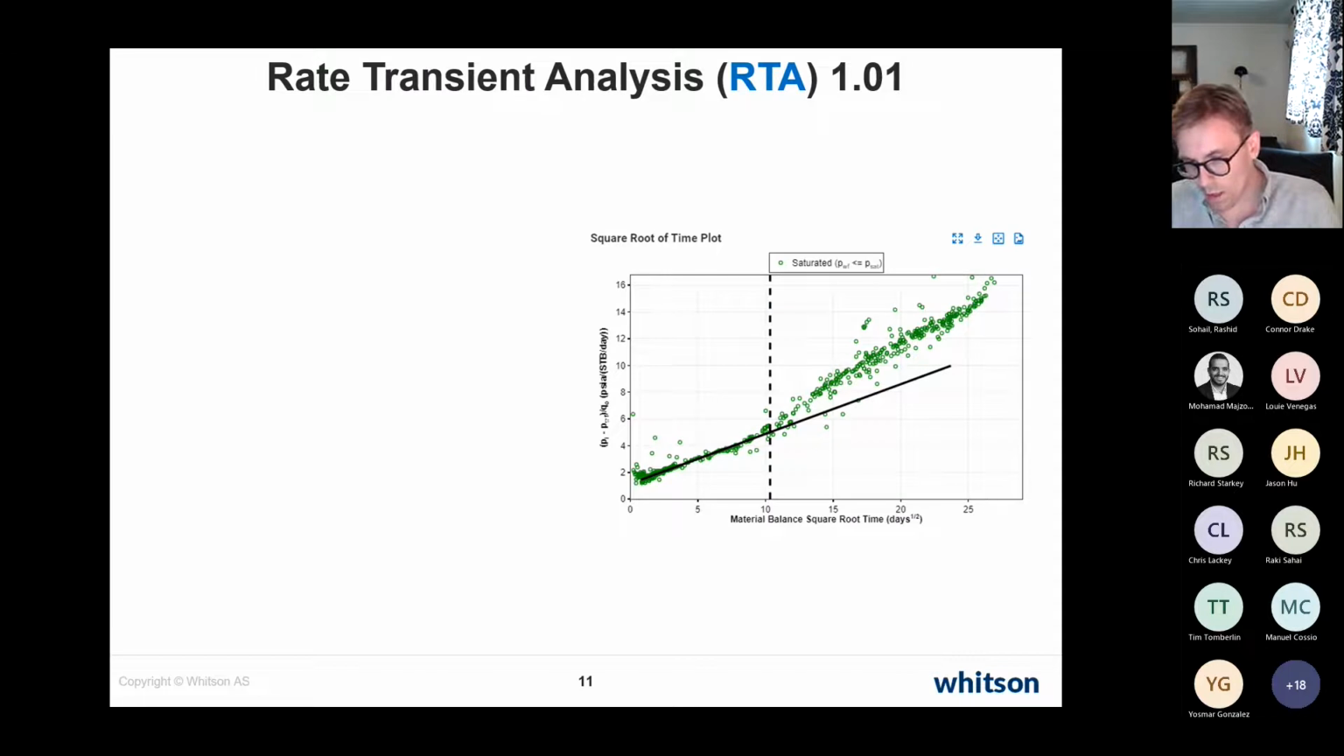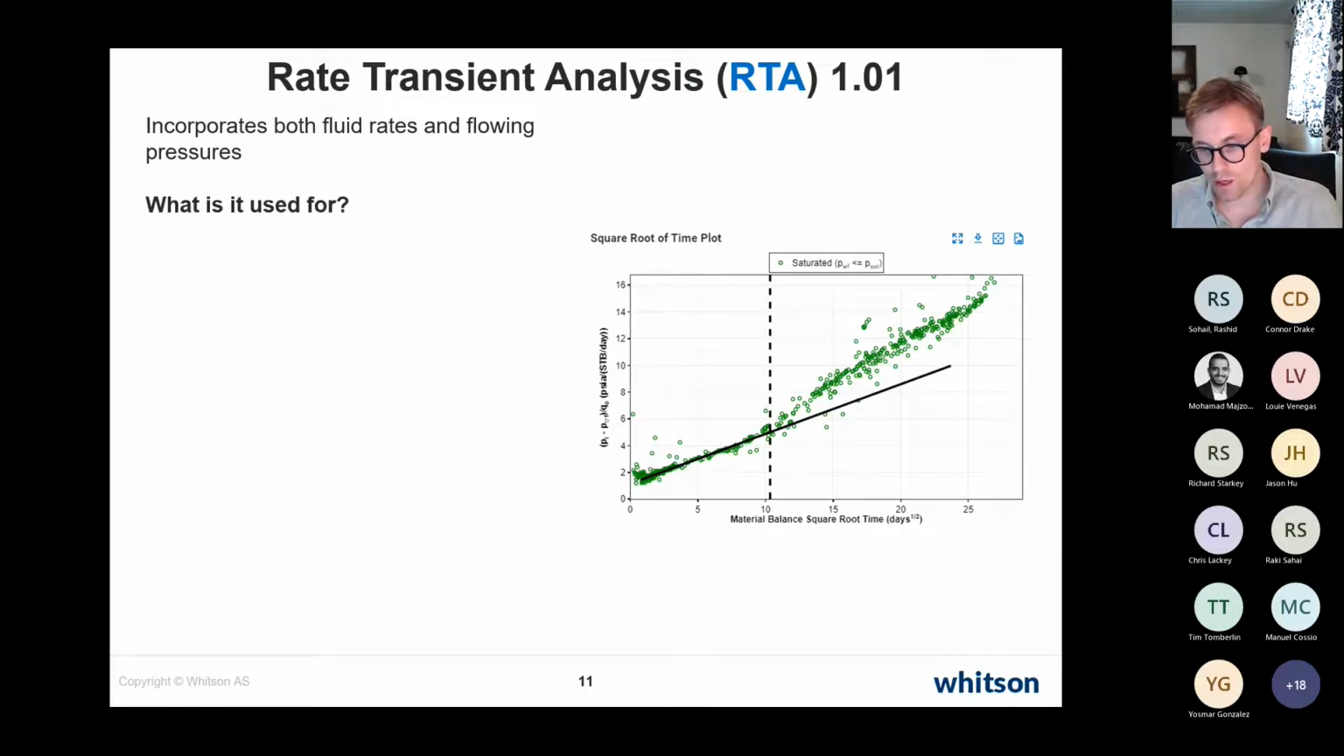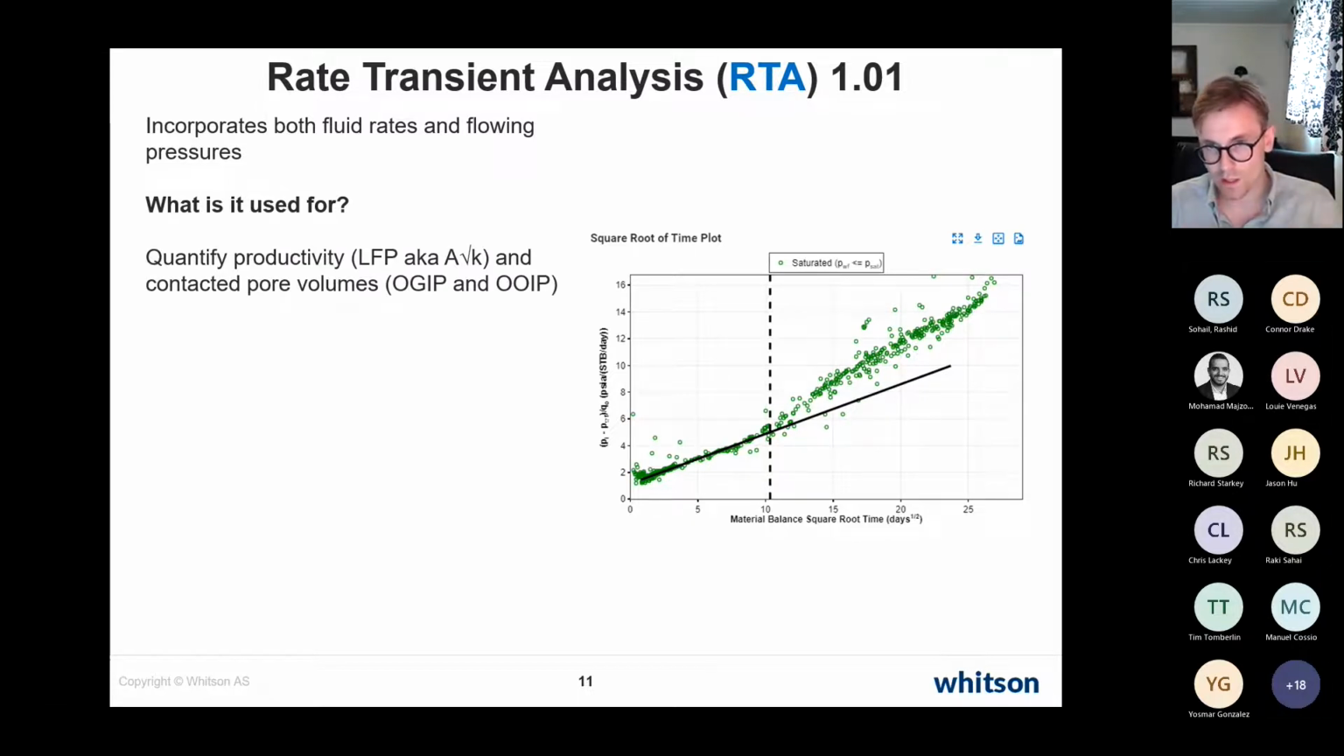Before we go there, the question that we get a lot is: okay, RTA sounds great, but what do you actually use RTA for? When it comes to use cases, RTA is a technique where you use both rates and flowing pressures to quantify essentially productivity and your contacted pore volume. The productivity is A root K, typically correlated to that. And the contacted pore volume is how much of the reservoir you'll be able to contact with your well after you've stimulated the rock.